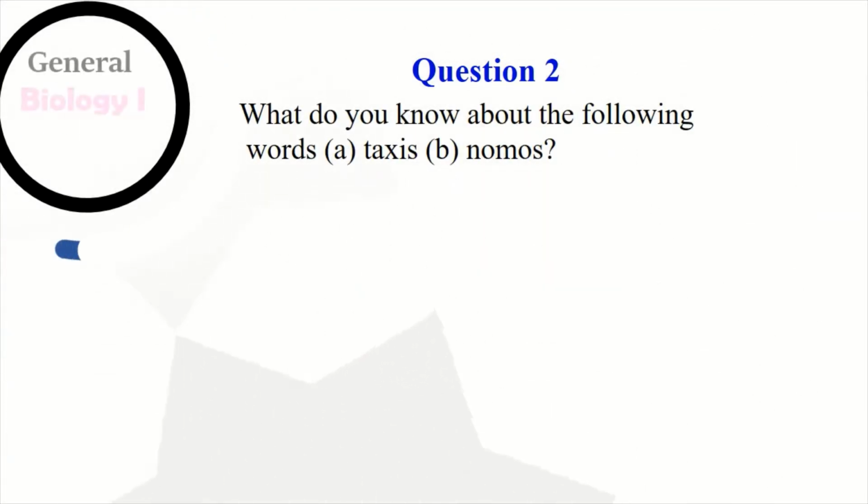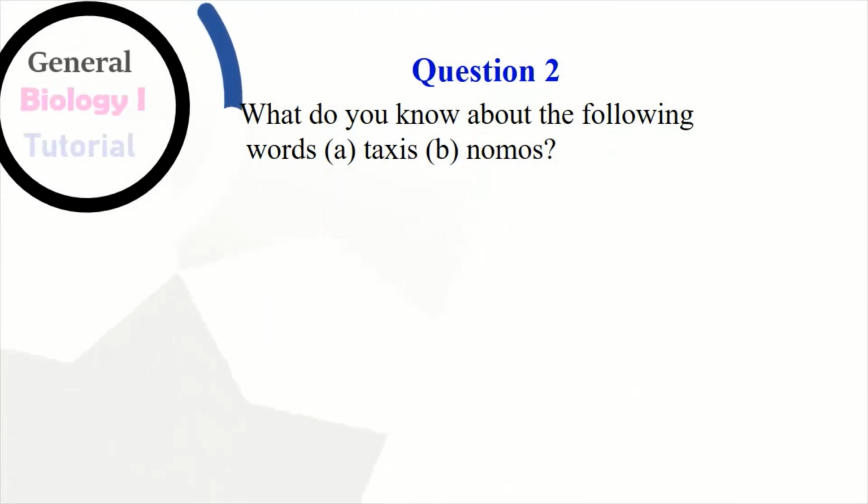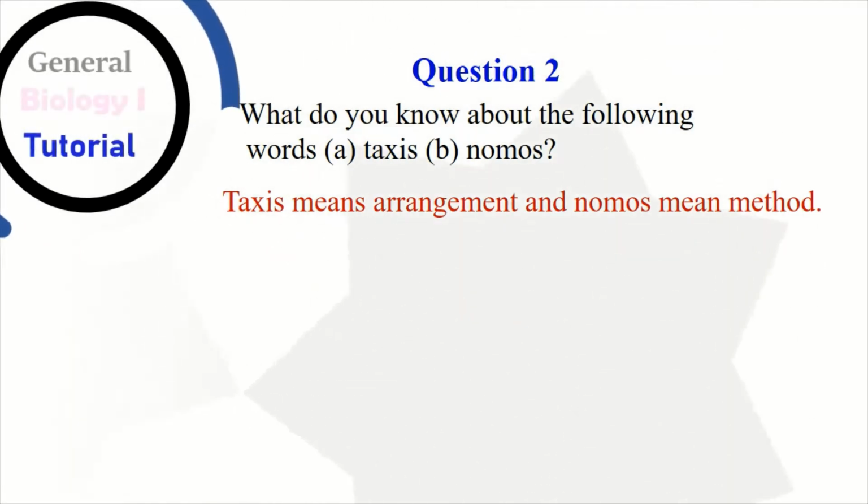Question 2. What do you know about the following words? A. Taxis. B. Nomos. Taxis means arrangement and nomos means method.